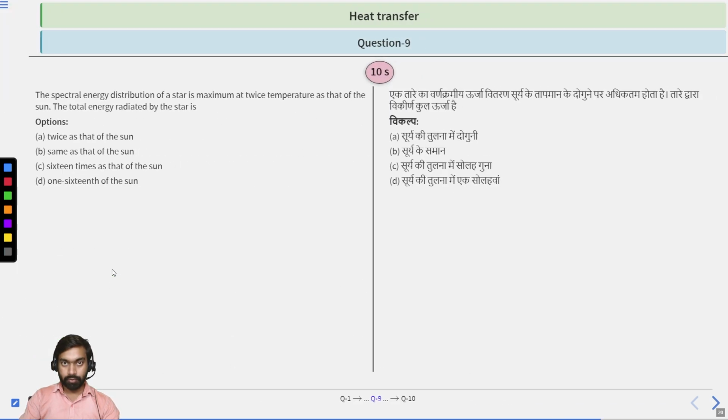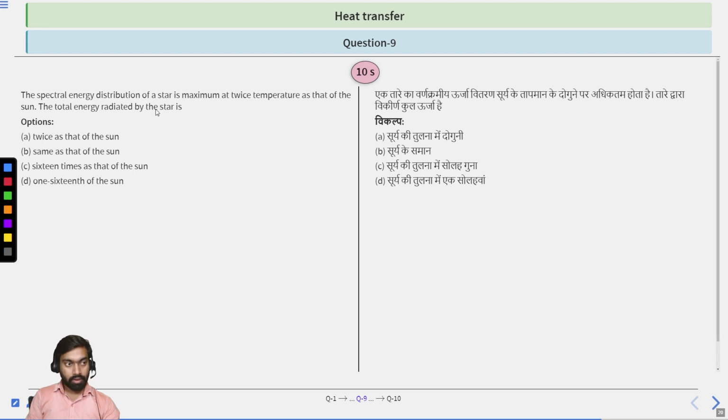Next question. Question 9 is, the spectral energy distribution of a star is maximum at twice the temperature as that of the sun. The total energy radiated by the star is, given options: option A, twice as that of the sun. Option B, same as that of the sun. Option C, 16 times as that of the sun. And option D, 1/16 of the sun. So which one is correct? You have 10 seconds to solve this question. After 10 seconds, we will provide the solution.